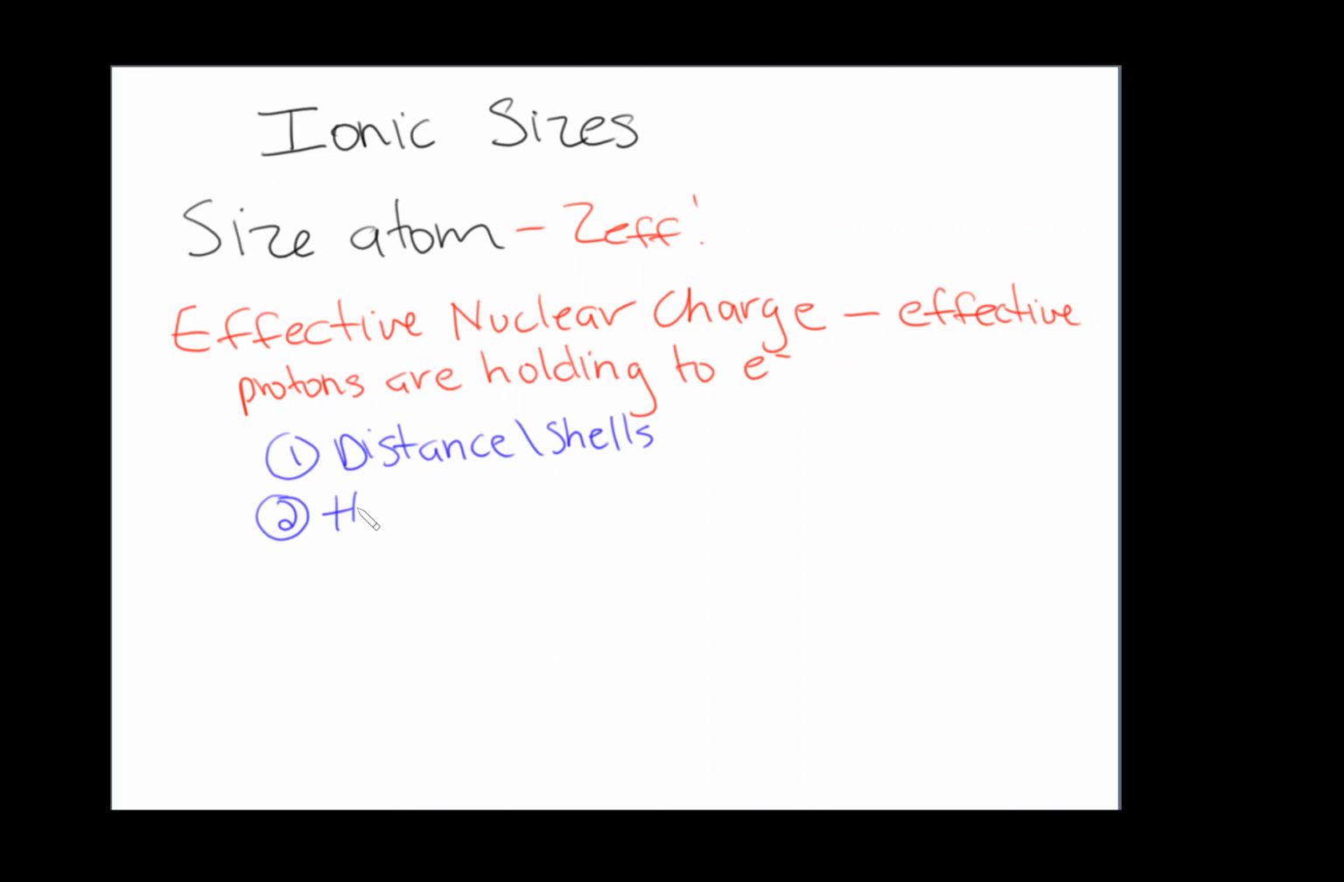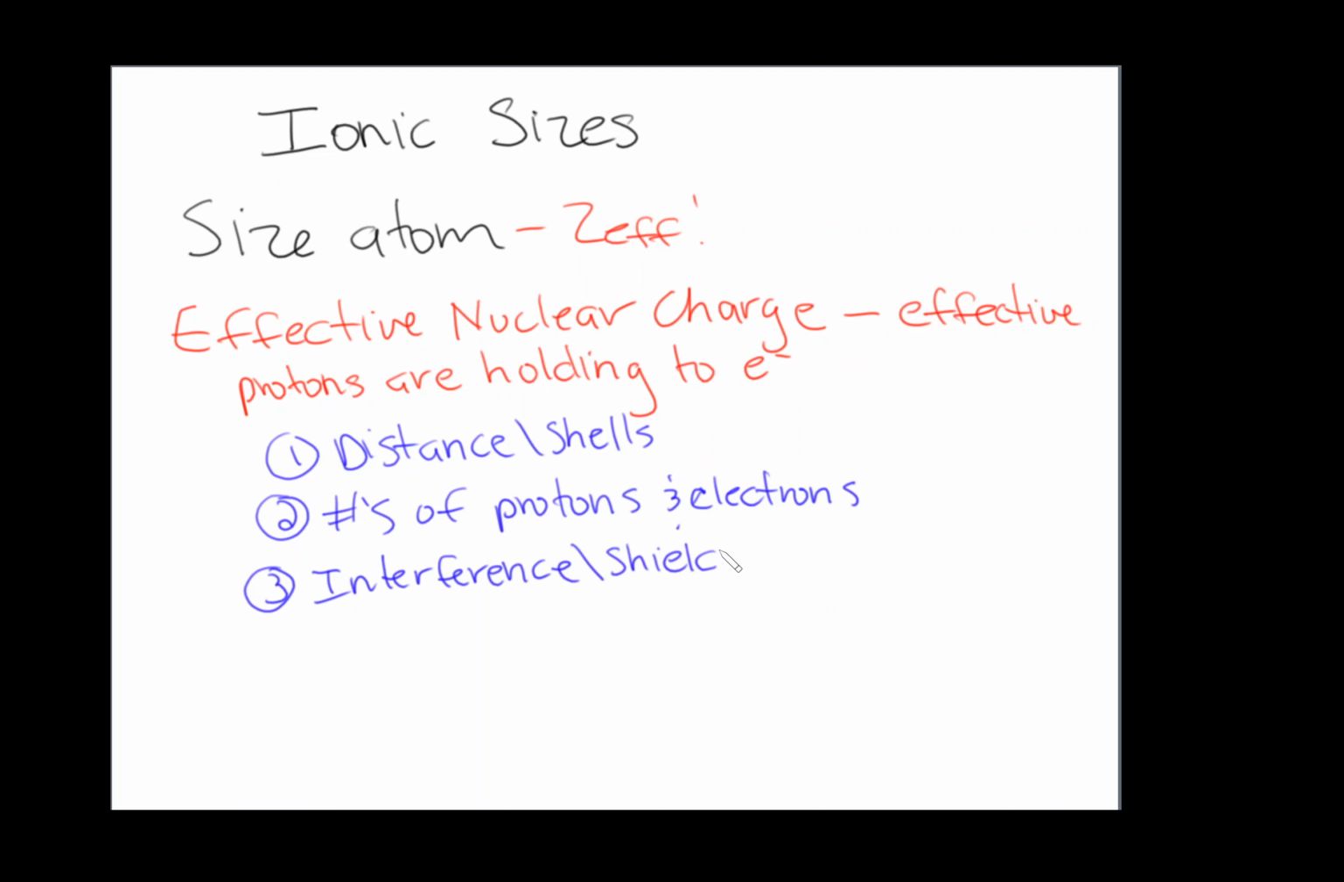So we need to take into account the numbers of the protons and the electrons. And then finally, the effectiveness, or I'm going to call it interference. But we know it as shielding. Do the inner electrons or the lower electrons get in the way of those outer electrons seeing into the nucleus? And so that is called shielding.